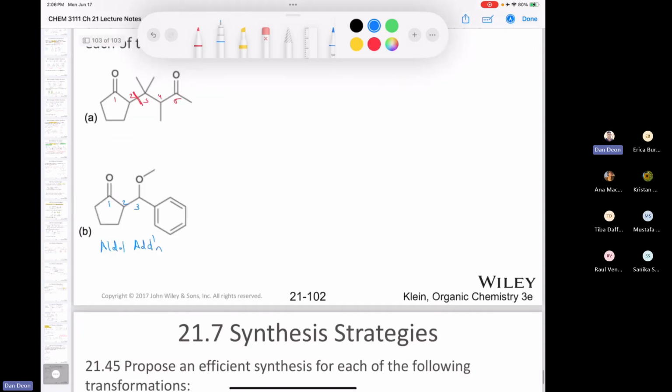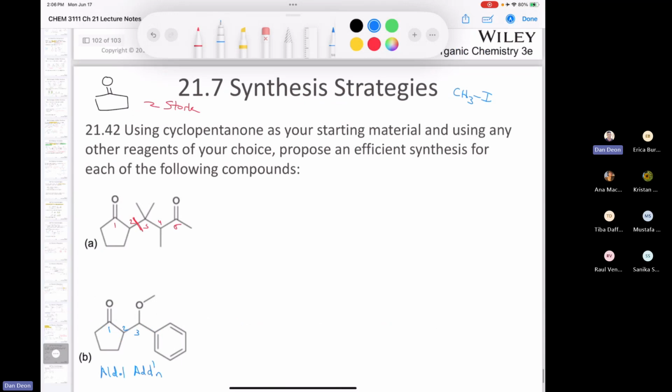So during the break, I want you to give these the old college try, and then we'll come back and we'll tackle them together.